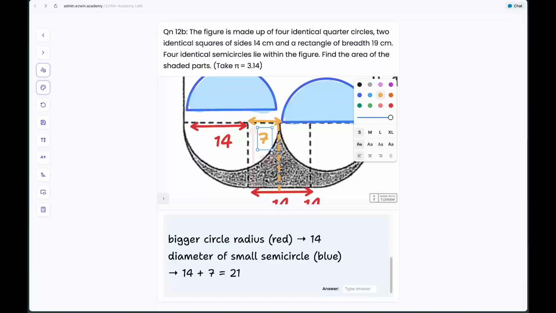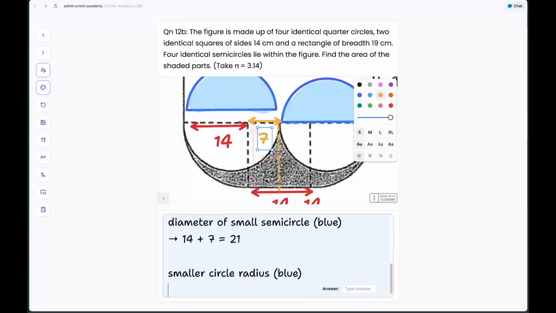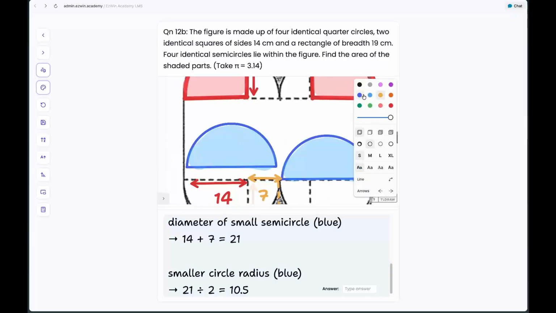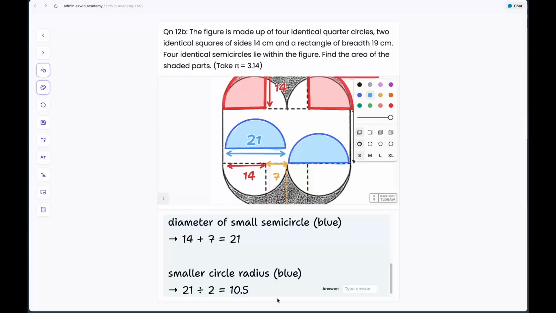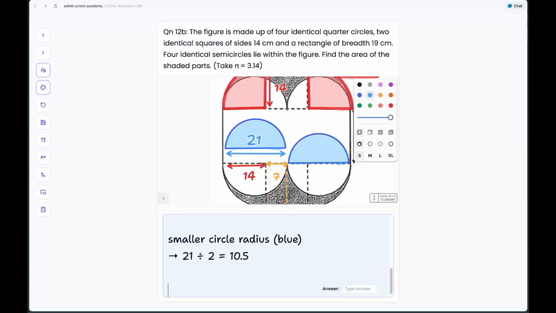So the small circle radius is equal to 21 divided by 2, which is 10.5. So that means this whole diameter over here we know is 21. So we can know the small circle radius.